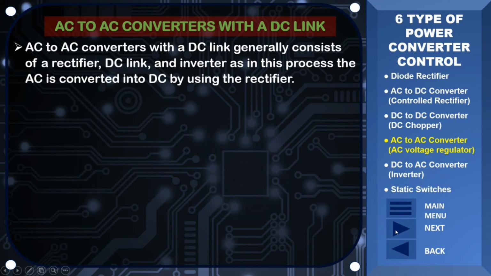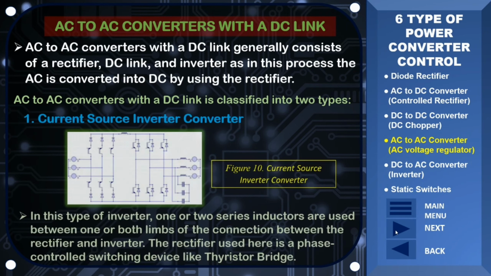AC to AC converters with a DC link are classified into two types. First, the current source inverter converter. In this type of inverter, one or two series inductors are used between one or both lengths of the connection between the rectifier and inverter. The rectifier used here is a phase-controlled switching device like a thyristor bridge.